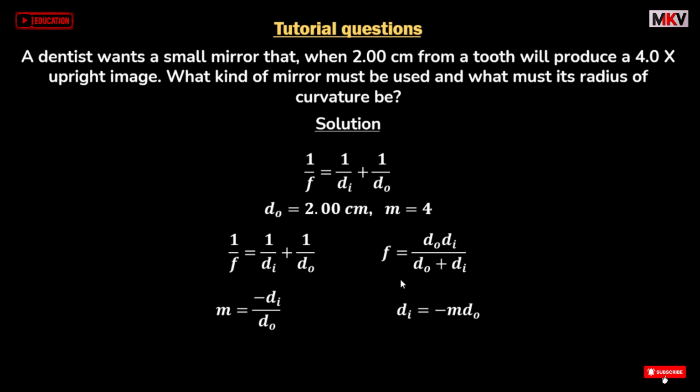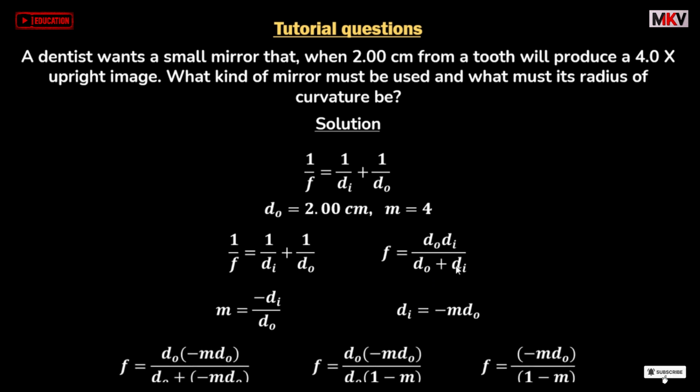So since in the question we don't have the image distance, we rather want to make the image distance in the magnification equation the subject so that we have the object distance, substitute that into the focal point equation so that we can use these two parameters to find the focal point of the mirror. So with that done, we substitute it into this equation, leaving us with f equal to d naught into bracket minus m d naught all over d naught plus minus m d naught.